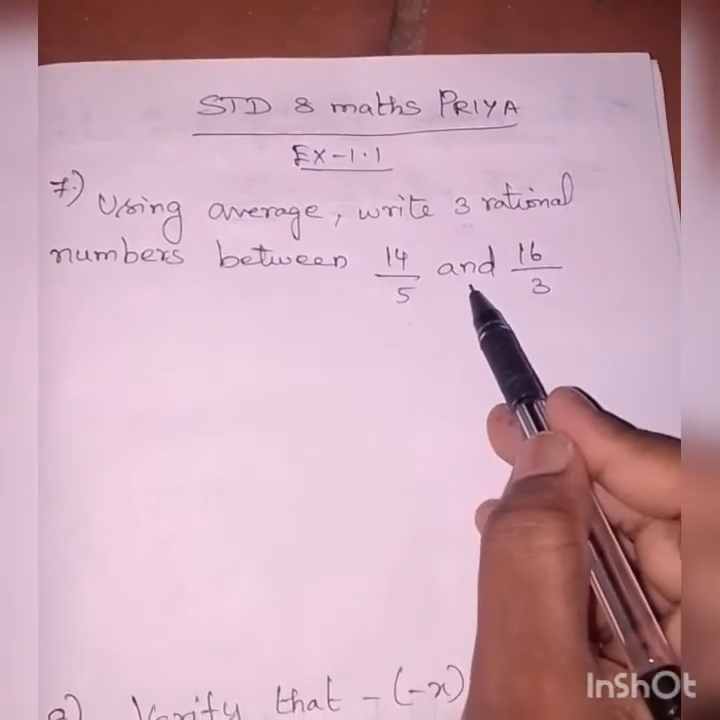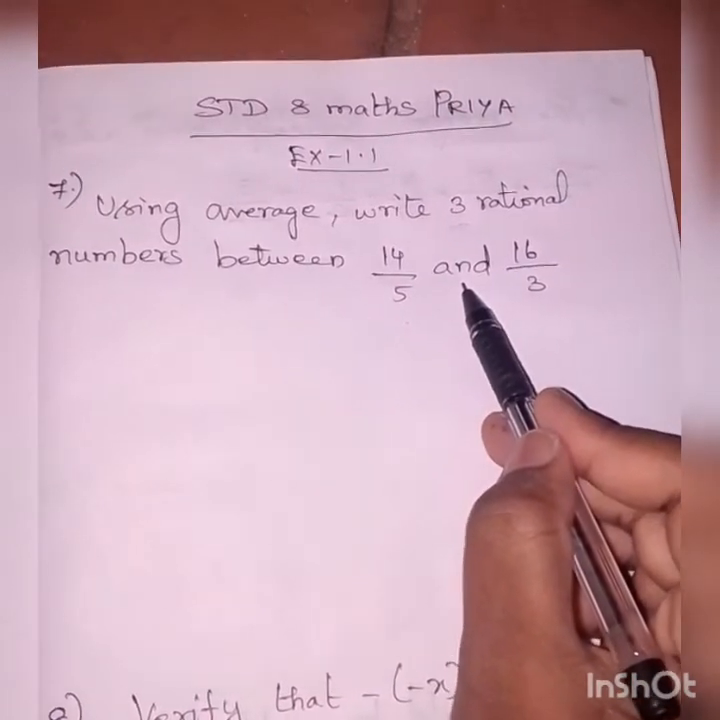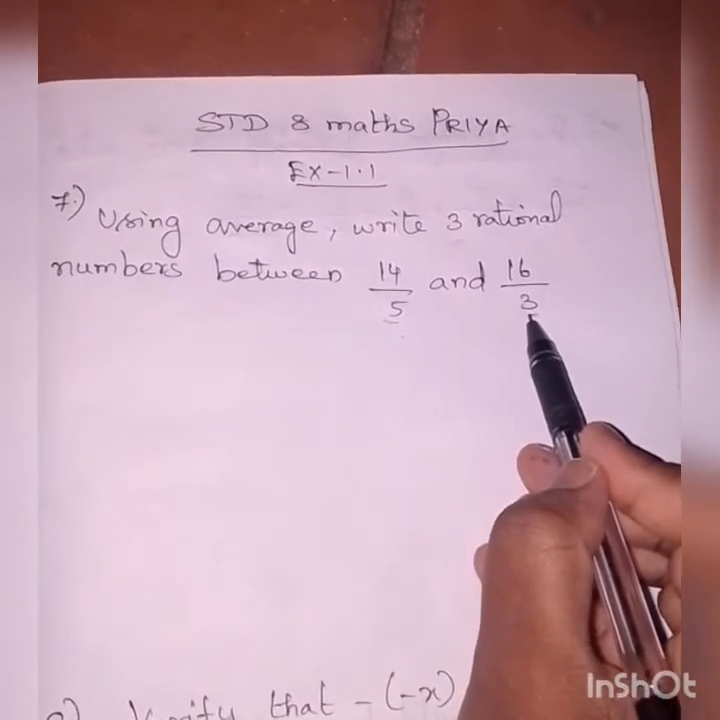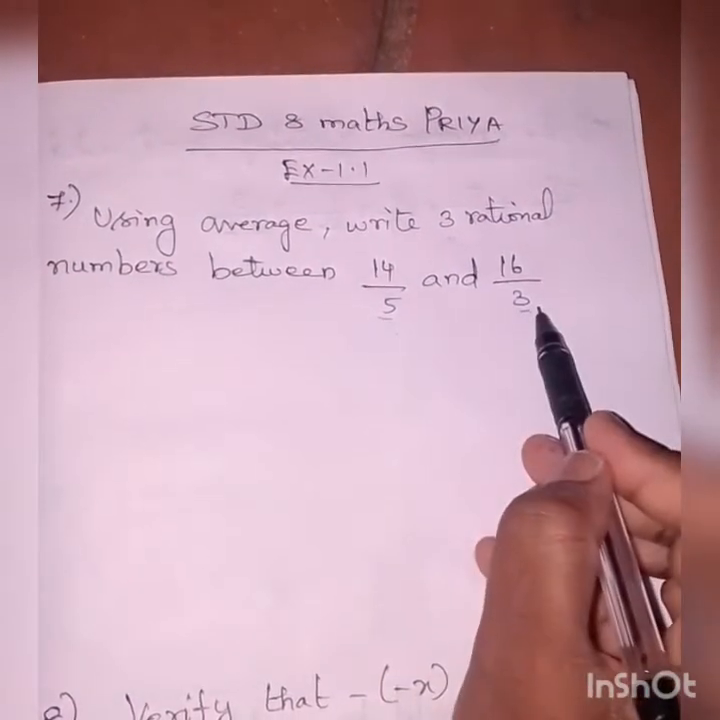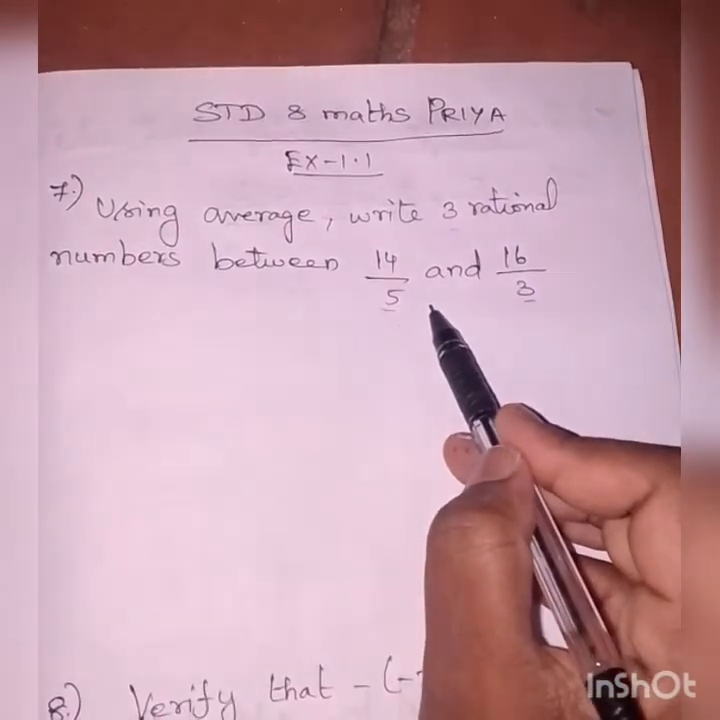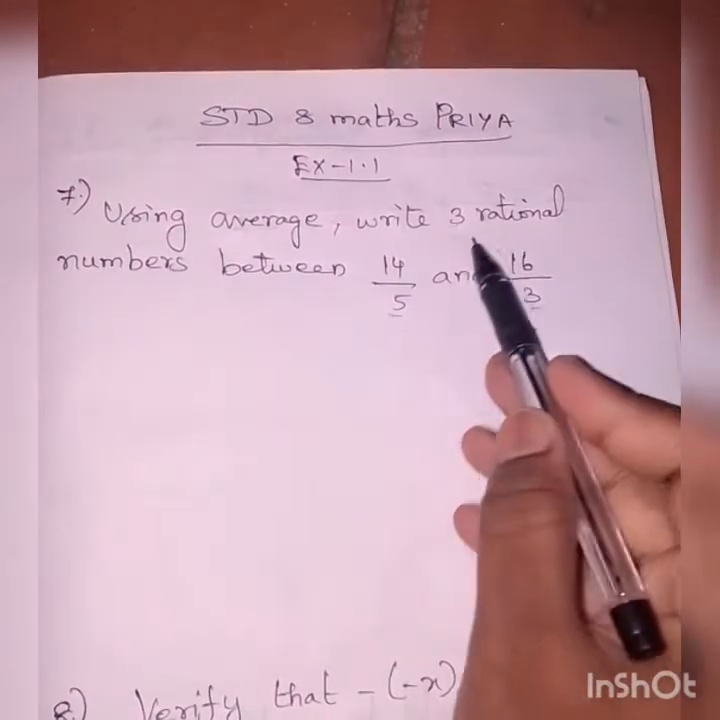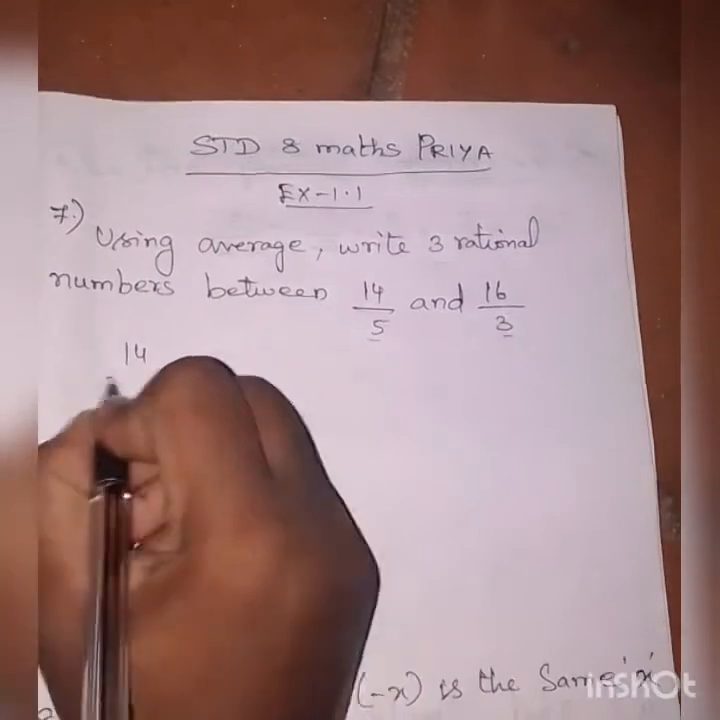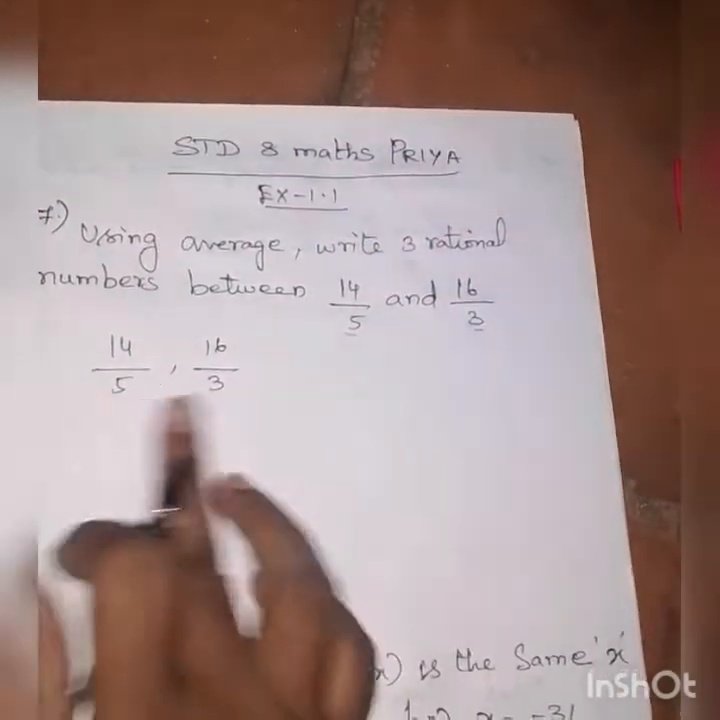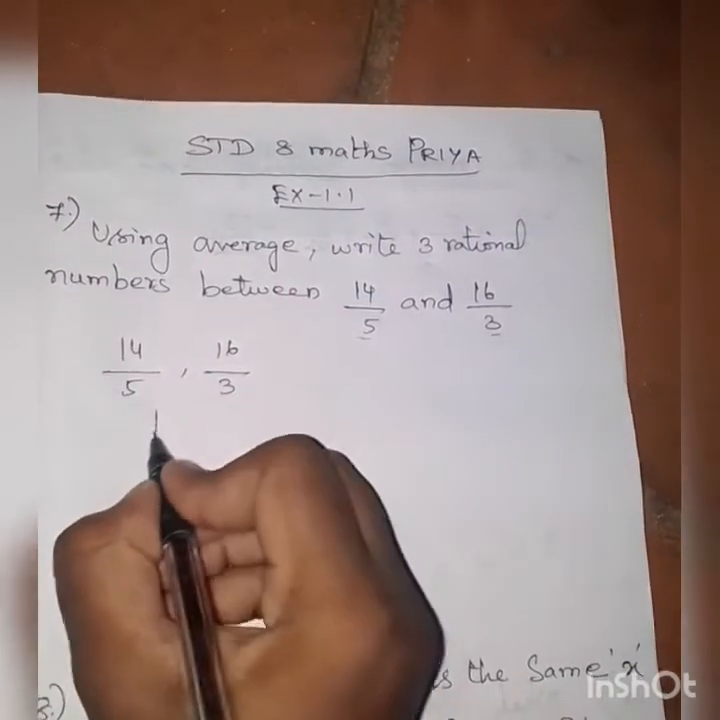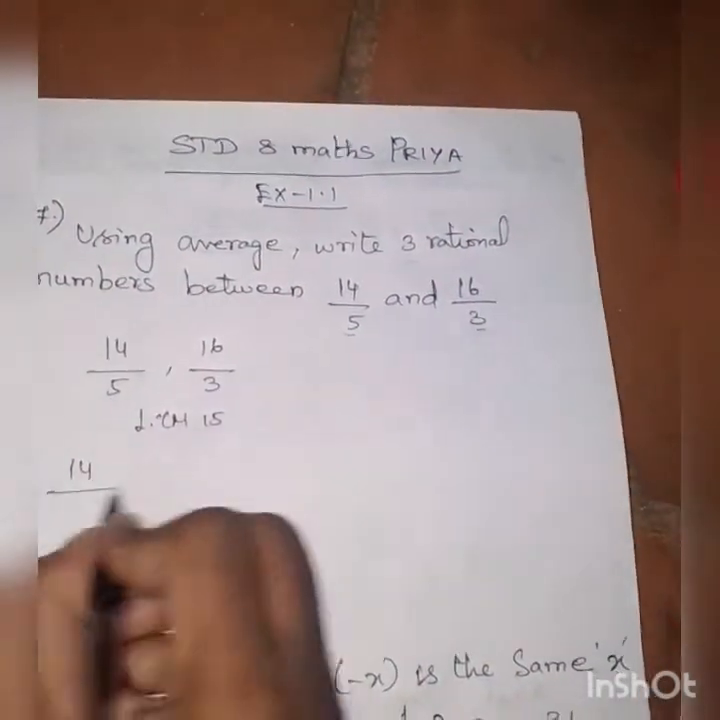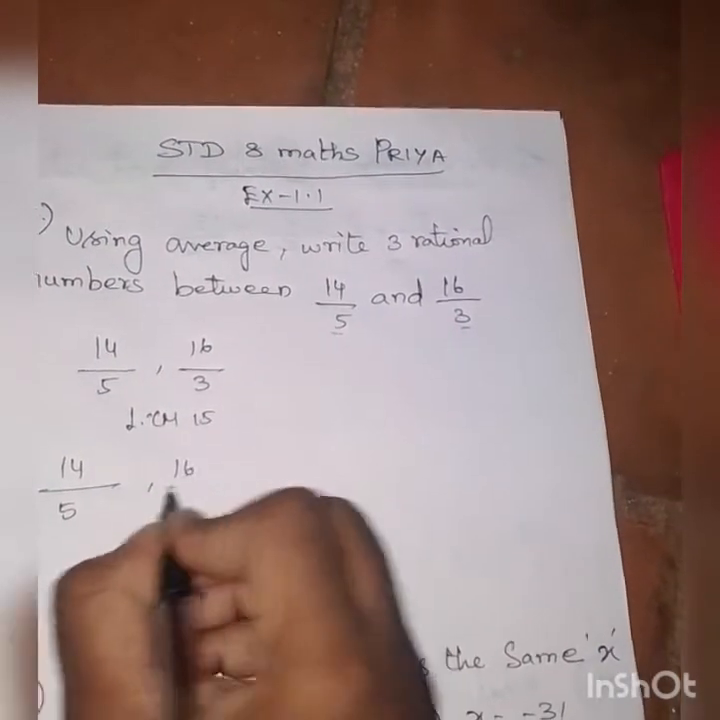Before writing the numbers in between, the denominators should be the same. Are they the same? No, they are not. So first we are going to bring out the same denominator, and later we are going to find the three rational numbers. So 14 by 5 and 16 by 3. What is the LCM of 5 and 3? Your LCM will be 15. So 14 divided by 5 and 16 by 3.